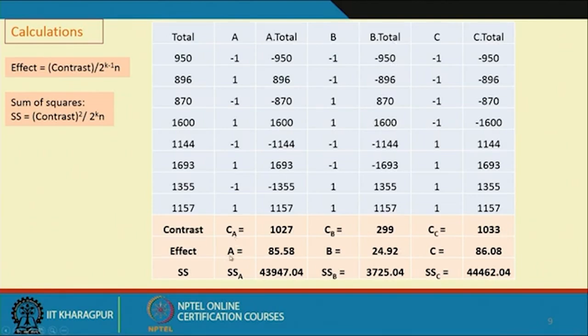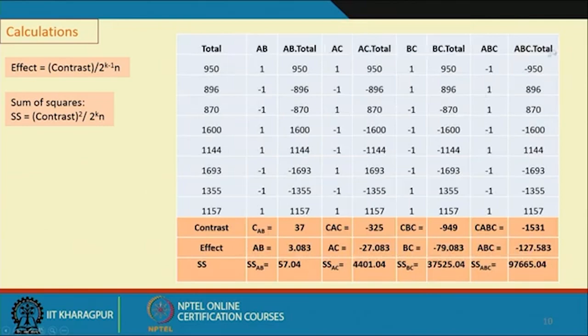Once you have the contrast, you find the effect. The effect is contrast divided by 2 to the power k minus 1 times n, that means here 4n. What is n? n equals 3, so 4 into 3 is 12. So, 1027 by 12 is this, 299 by 12 is this, and this by 12 is this. Then what will be SS? SS will be contrast squared by 8n, 8 into 3, 24. So, 1027 squared by 24 is this, 299 squared by 24 is this, and this squared by 24 is this. So, this is A, B, C. In the same manner, AB, AC, BC, ABC.